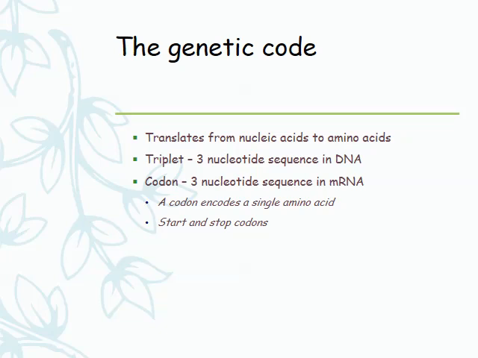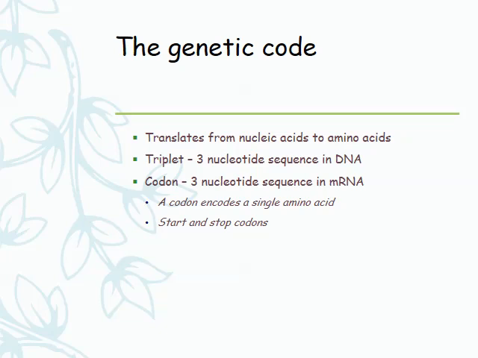Let's stop here for a minute. There are 4 nucleotides: adenine, thymine, cytosine, and guanine. There are 20 naturally occurring amino acids. So, if each nucleotide was read singularly, you would only be able to code for 4 amino acids. Therefore, the nucleotides are read in sets of 3, or triplets. Each 3 nucleotides in a sequence of DNA code for 1 amino acid.